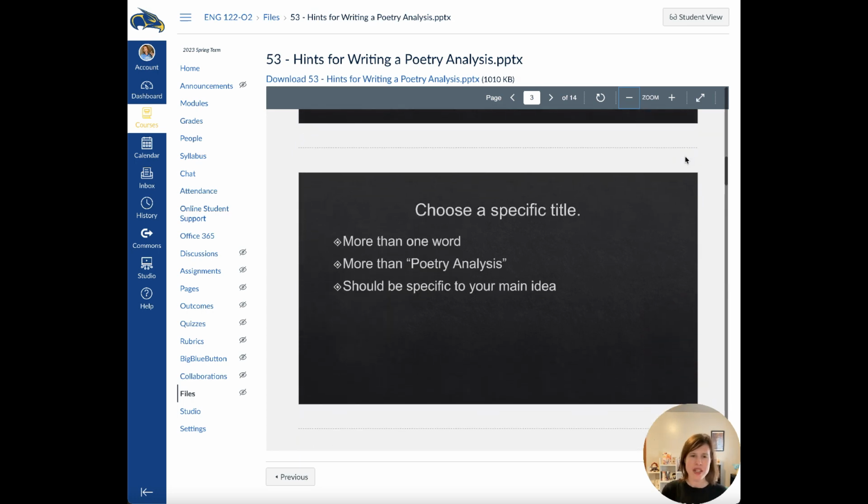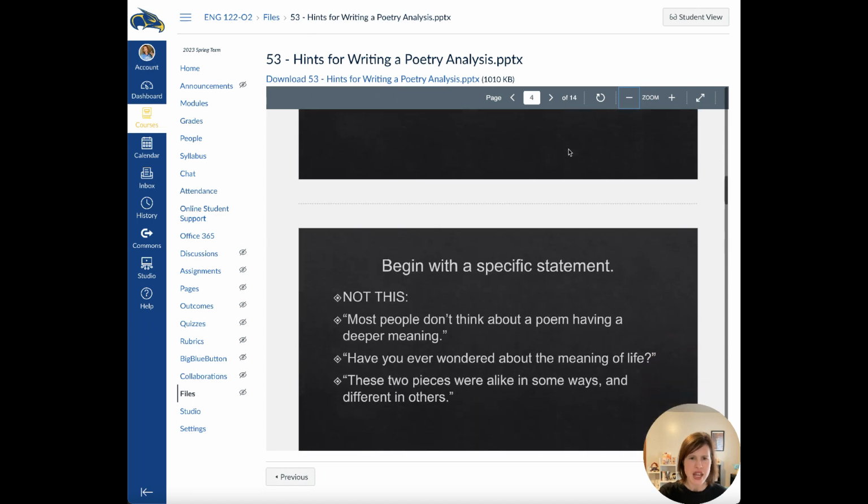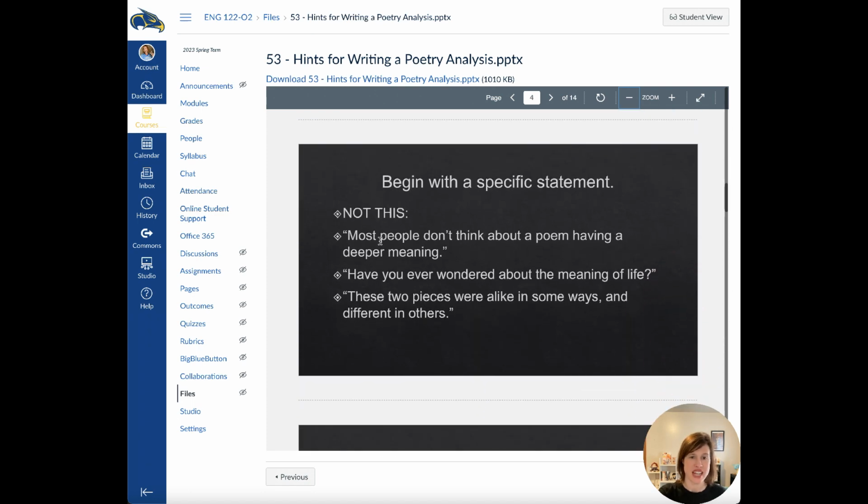Choose a specific title. Should not just be a word. It should be more than just poetry analysis. It should be a summation of your main idea. And I love titles. I think they can be quirky. They can be clever. They can be straightforward. If you don't want to be funny or clever, you can just find a fun or interesting way to detail what your analysis is about without just saying poetry analysis, right? Your title should be something that sparks your inspiration for writing, right? Titles are always fun.